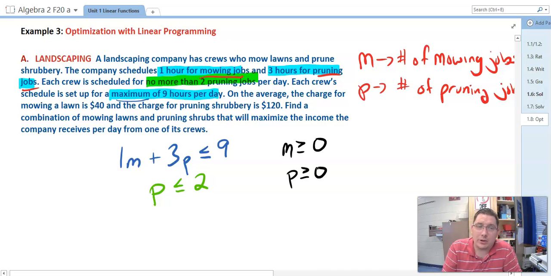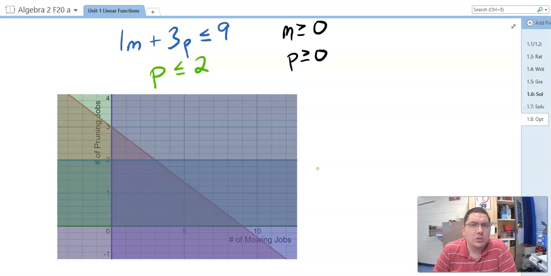And so let's see what that graph is going to look like, because that is step 2. What is our graph? As you see here, I've graphed up the inequalities that we have. Just to give you an idea of which one's which, this one coming here is the 1m plus 3p is less than or equal to 9.